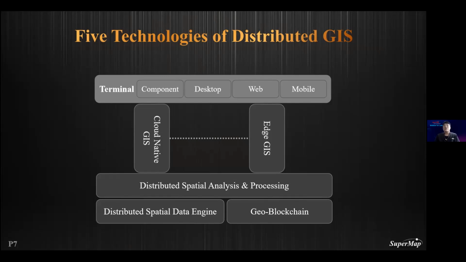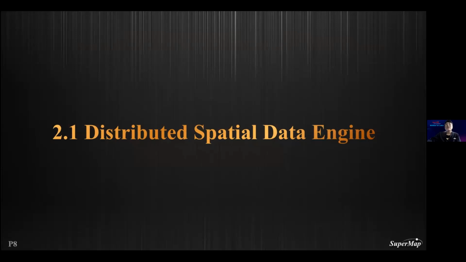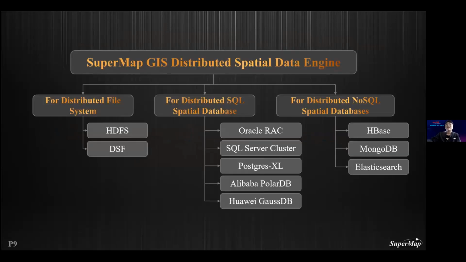The Geo-Blockchain is one of the new features we released in the latest version of our products, which integrates the blockchain technology to enhance the GIS capability. And the cloud native GIS and Edge GIS, these two are related to the cloud GIS. So the 2.1 is distributed spatial data engine, which is related to the big data GIS, as I mentioned.